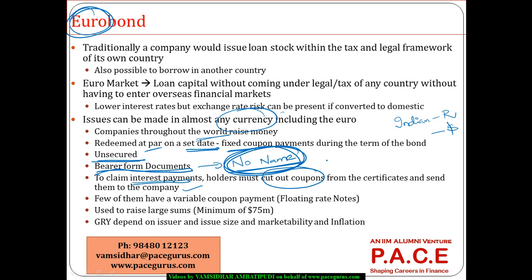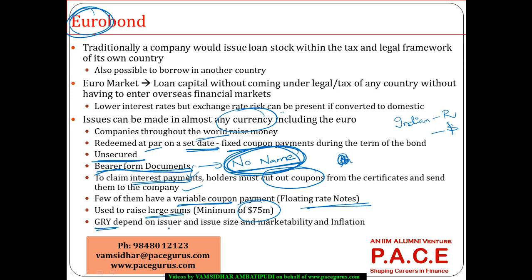That's it. Probably the best thing is like a currency, which is more like a promissory note or a bearer form of a document. Whosoever holds it, he can present it and he can get the benefit out of it. So if at all some kind of interest or principal redemption has to happen, I just cut the coupon from the certificate and send it to the company. Many a times they are fixed coupons, but there is a possibility of a variable coupon also, which is called a floating rate note. And these are generally used for raising large capitals, to the extent of a minimum of $75 million.